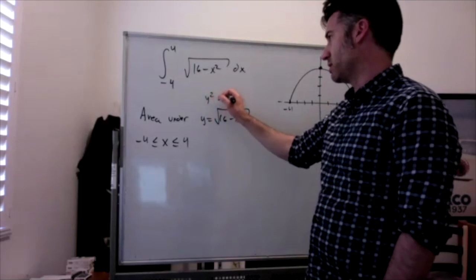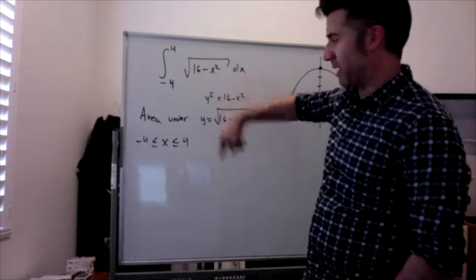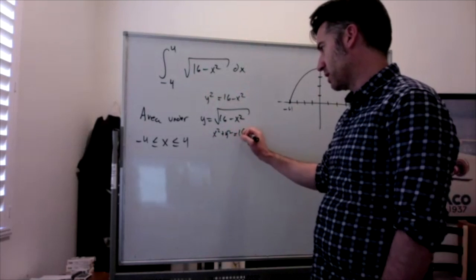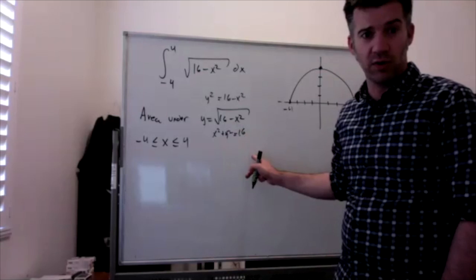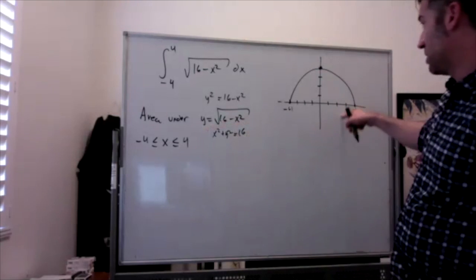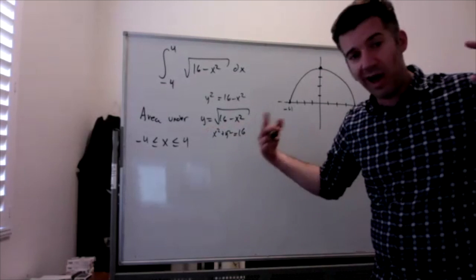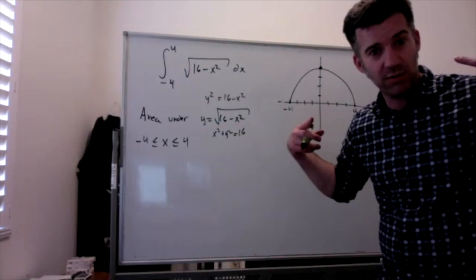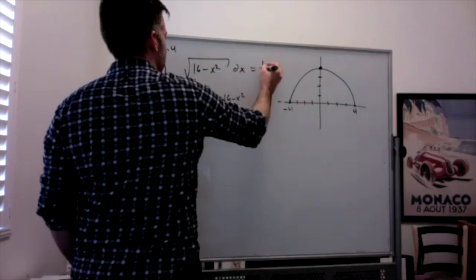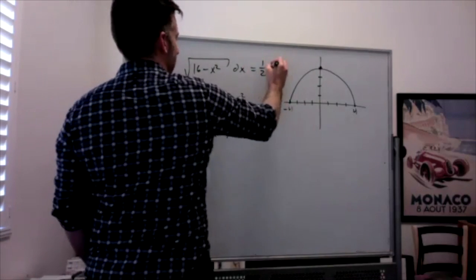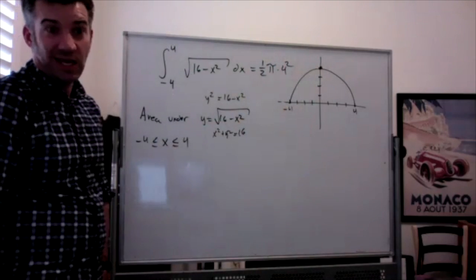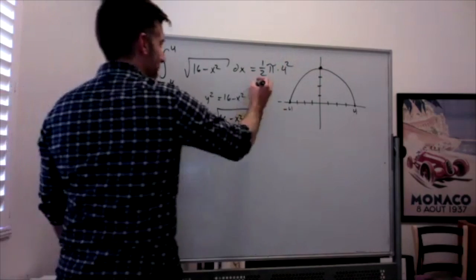Say y squared is 16 minus x squared, and then add x squared over, and you get x squared plus y squared equal to 16. This is the equation of the full circle, but since y is equal to the square root, we know y has to be positive. So we get the semicircle, and hey, I know the formula for the area of a circle. So do you. But this is half a circle, so it's going to be 1/2 pi times the radius squared. And that's it. That's going to be 8 pi.